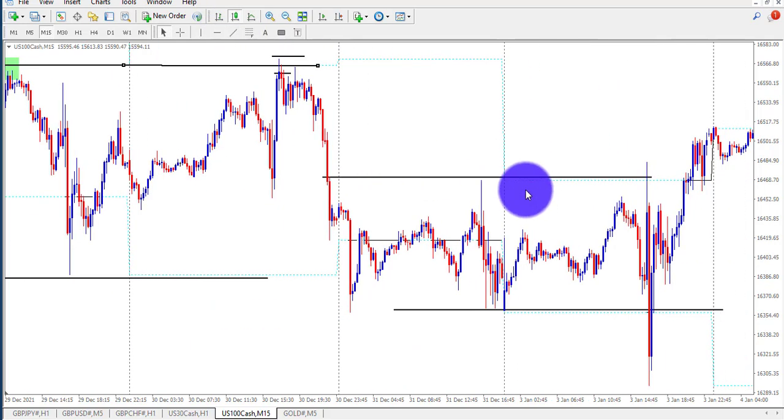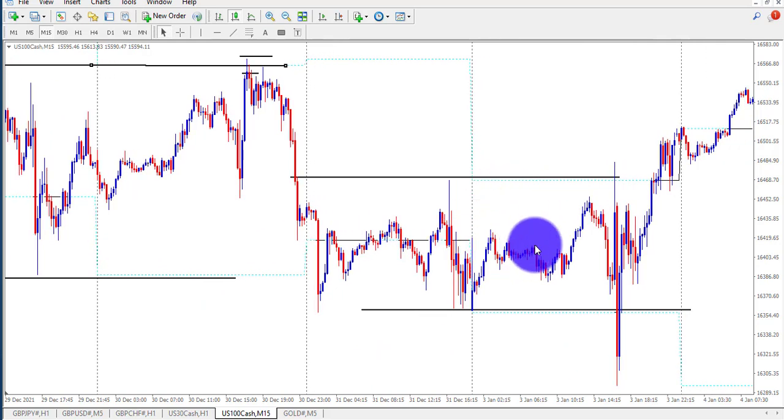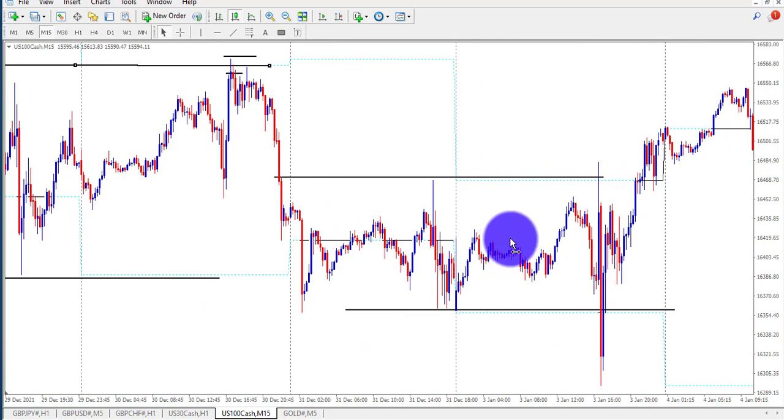So now let's look for more examples of this. You can be using the structural highs that are close to the daily high, but for now let's stick to the daily highs. You see, this is a daily high, this is yesterday's high.